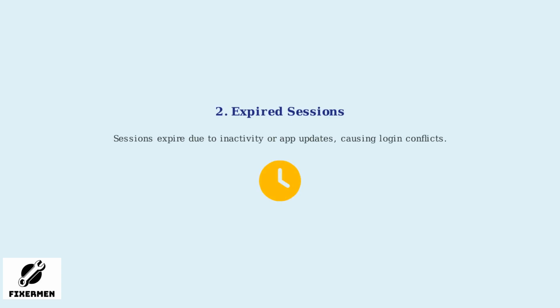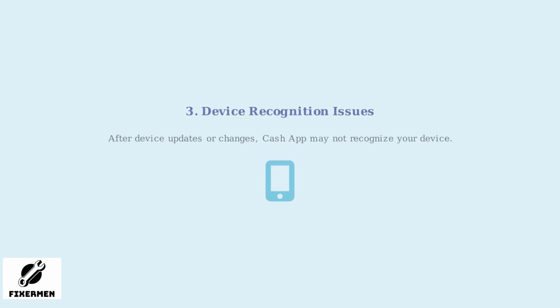Another trigger is expired sessions. If your login session has timed out from inactivity or after an app update, it can lead to authentication conflicts and error 103. Device recognition issues occur after updates or hardware changes. Cash App's security system may flag unrecognized devices, leading to error 1003.